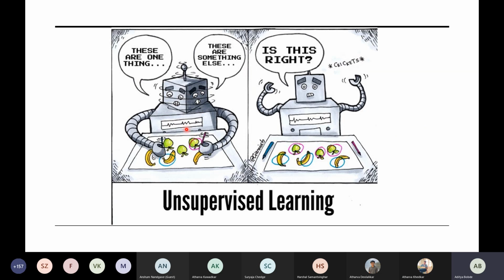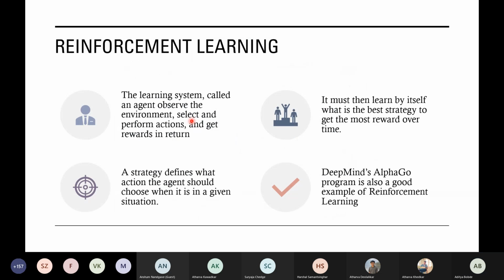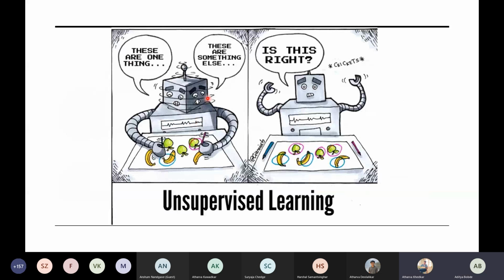Now the robot is trying to learn by himself without labeled data. So he is getting very confused: is this an apple or is this a banana? Finally he has tried to classify it: this is an apple and this is a banana, by itself. But he was very frustrated at the first moment. So that was unsupervised learning.